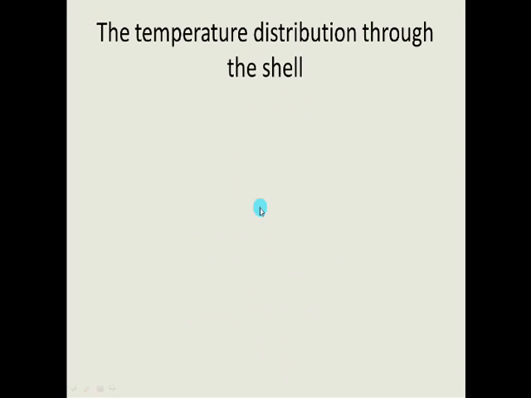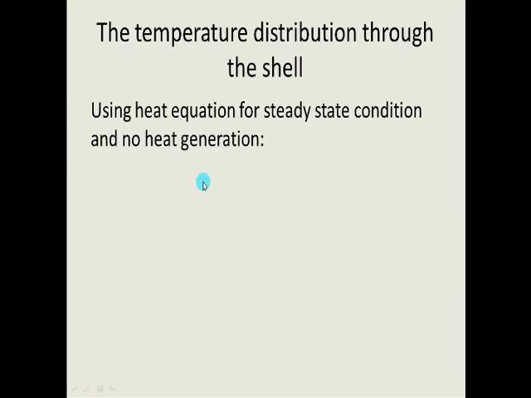For the second question, which is the temperature distribution through the shell, we will be using the heat equation for steady state condition and no heat generation, which is in the form of this equation. By double integrating this equation, we can have the formula for temperature T. So double integrating, we will have this equation.